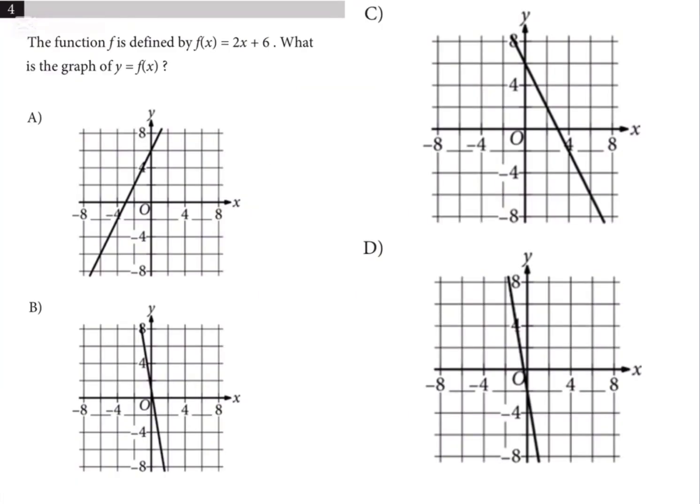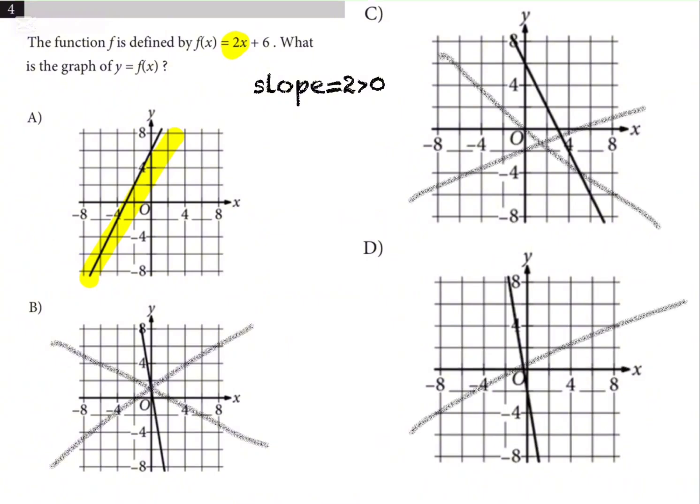When we look at the linear function f of x equals 2x plus 6, we see that the coefficient of x, which is 2, represents the slope. Since 2 is greater than 0, the slope is positive, which means the function is indeed increasing. This tells us that as x increases, f of x also increases. Therefore, we can eliminate any options that would represent a decreasing or constant function, as they would have slopes of 0 or less than 0.